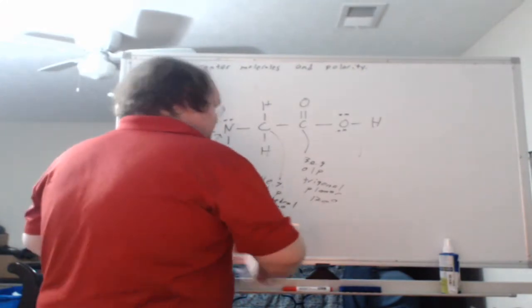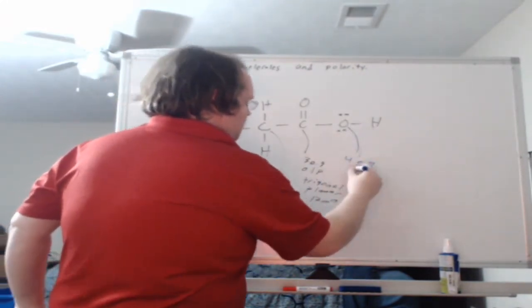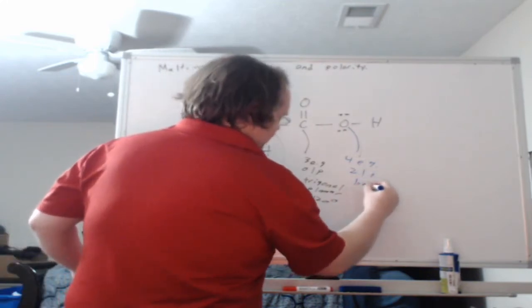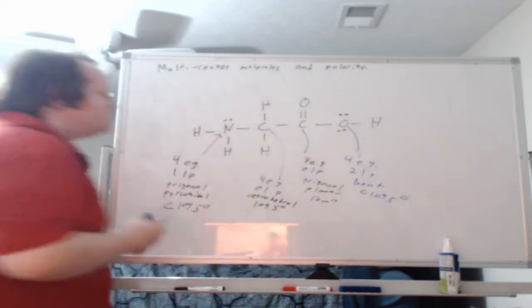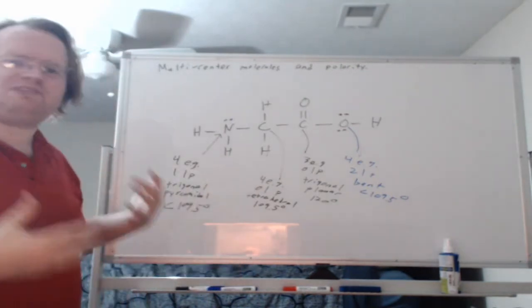We'll switch colors because that pen's starting to die. So we have 4 electron groups and 2 lone pairs. That means we have a bent molecule with less than 109.5 degrees. So this molecule that has 4 different central atoms ends up with 4 different shapes that make it up.